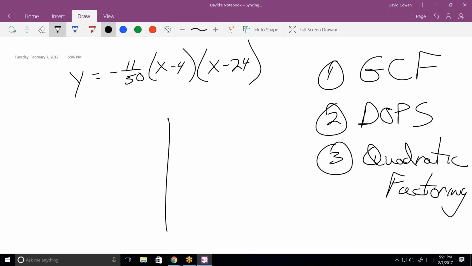Okay, so what they're talking about is a tunnel that looks like this.